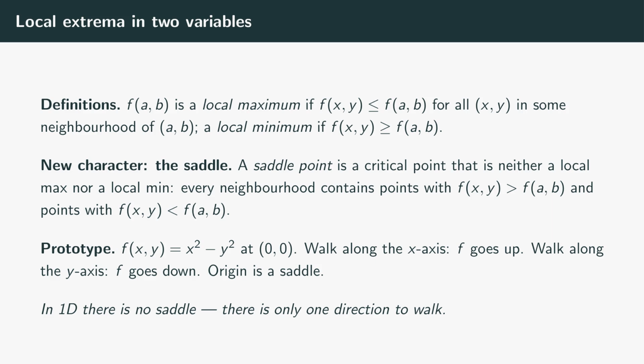The cleanest example is f of x, y equals x squared minus y squared at the origin. Walk along the x-axis, where y equals 0, f of x, 0 equals x squared, a parabola opening up, so we climb. Walk along the y-axis, where x equals 0, f of 0, y equals negative y squared, a parabola opening down, so we descend. The origin is simultaneously a minimum along one axis and a maximum along the other. It cannot exist in one dimension because there are not 2 independent directions to walk. Our test has to detect this third possibility.